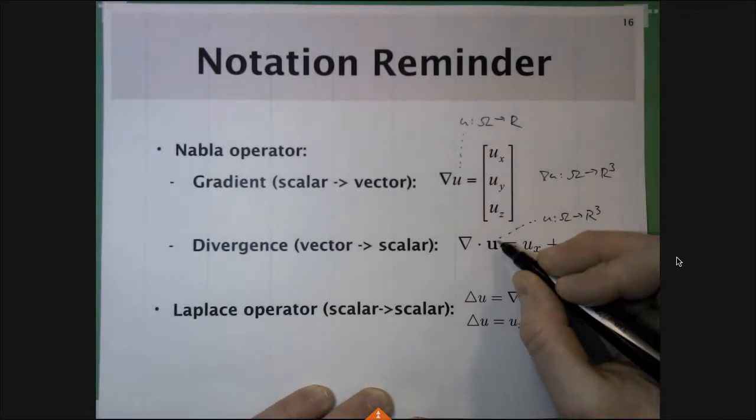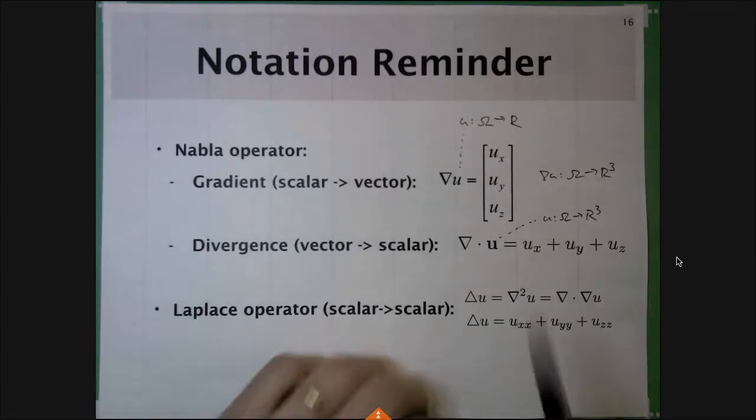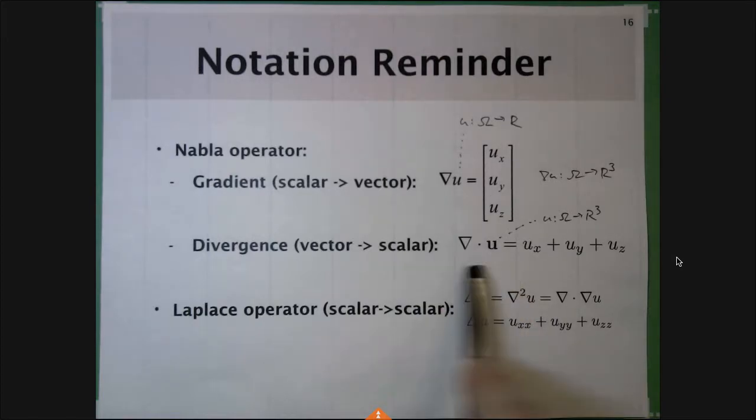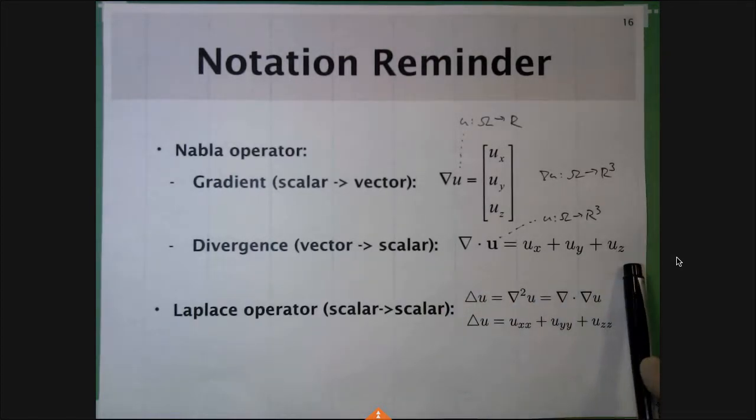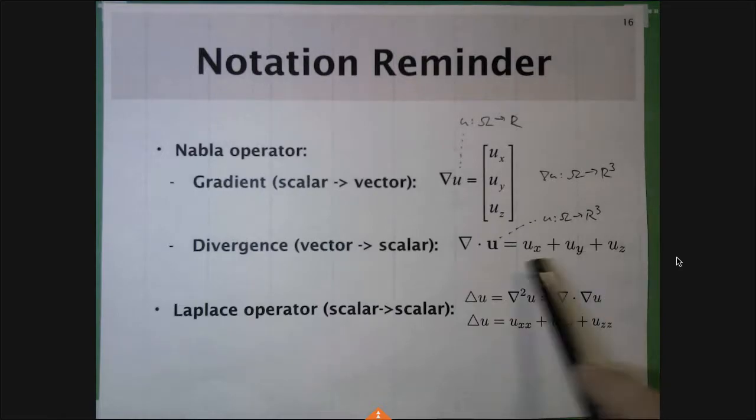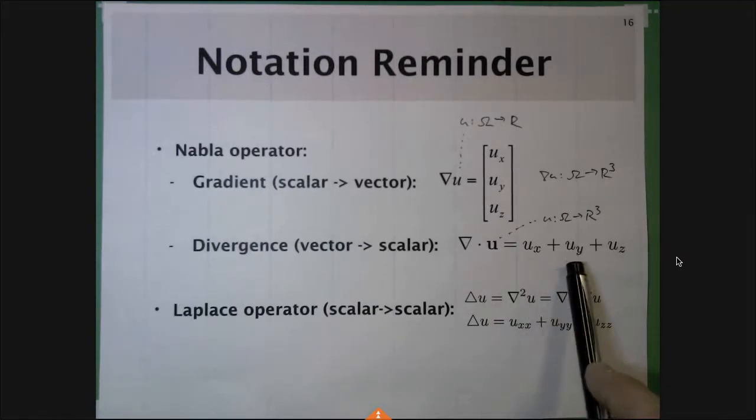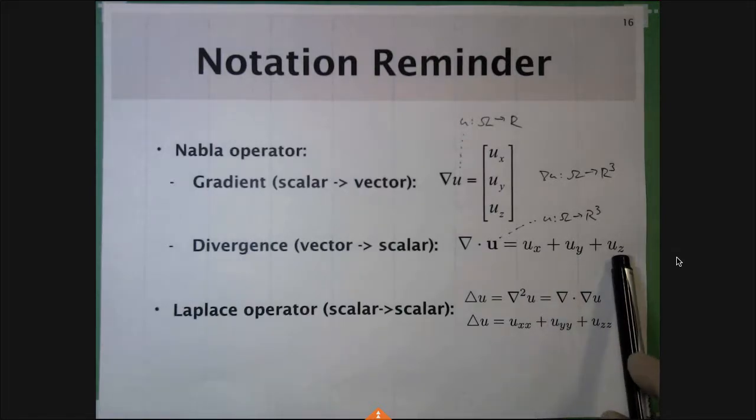So this is like the boldface, this is italics for scalar, boldface for vector. This is divergence, that's what we discussed last time. And this ux, uy, uz denotes partial derivatives: partial of u by x, partial of u by y, partial of u by z.